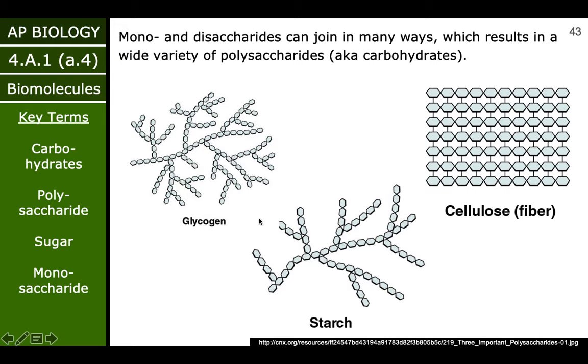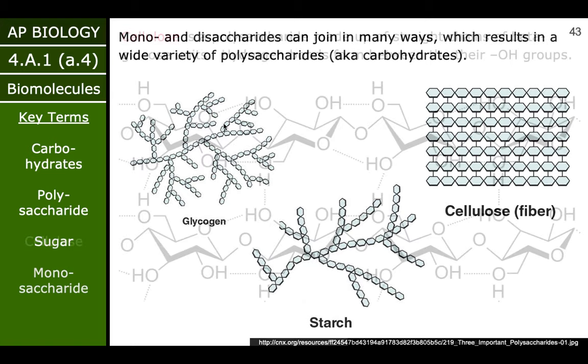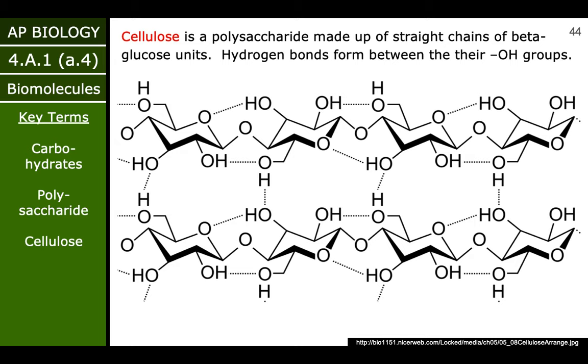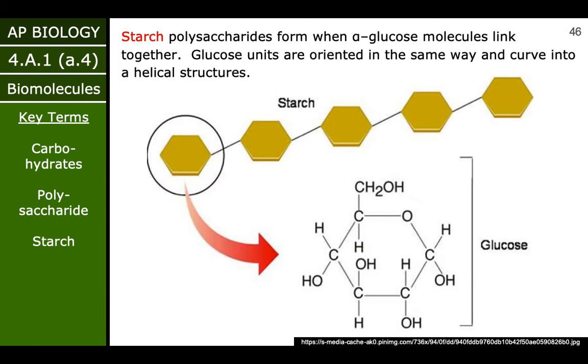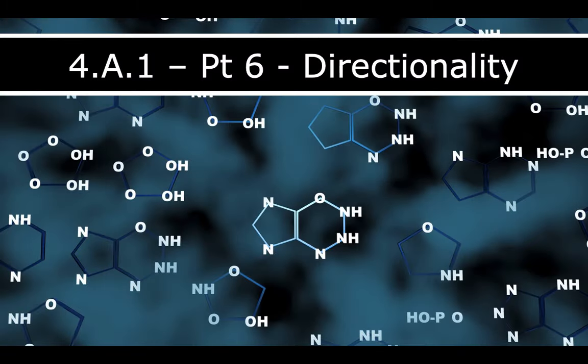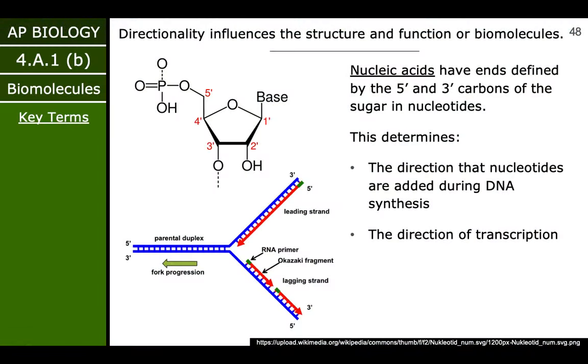Okay? You don't need to memorize what they all look like. Just recognize, oh, look, that probably is a sugar because I see a lot of hexagons. Okay? I'm going to skip over cellulose for now because we are going to talk about that a lot more later. And then same with starch. Okay. And this is our last little topic I want to cover in this lecture. This is directionality, and I'm just going to barely touch on it.